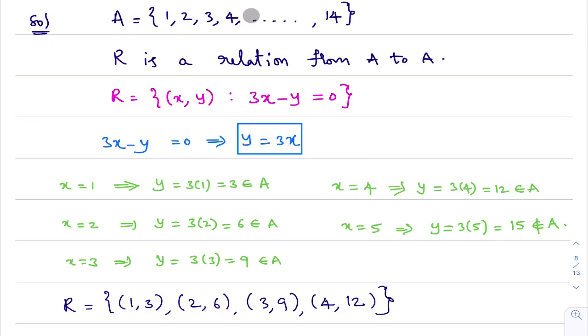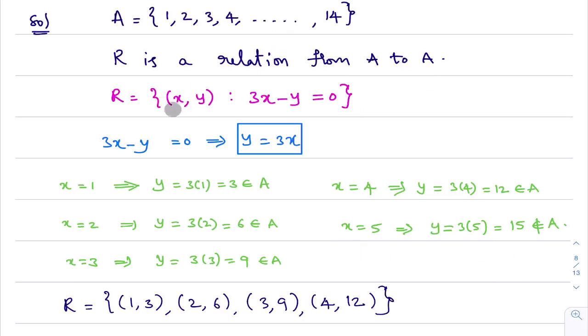5 is there in set A? Yes, it is there. Y equal to what? 3 into 5, that is 15. 15 is there in set A? No, does not belong to set A. Try to understand this. If I take x is 6, 6 is there in set A? Yes. If I take x is 6, y is 18, but 18 is not in set A.